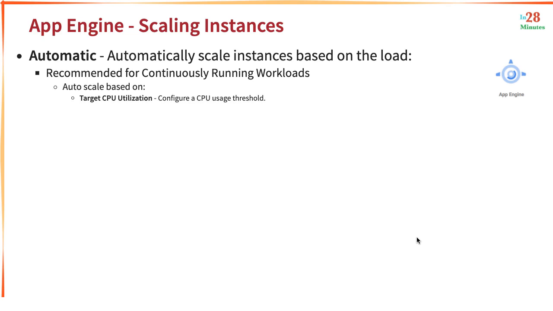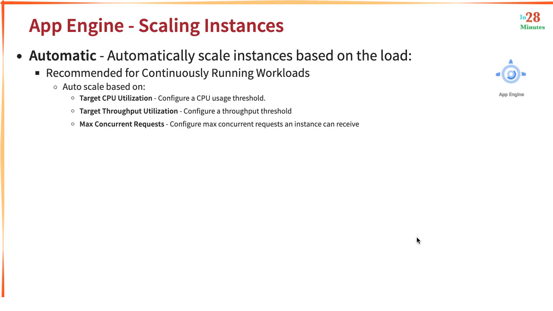So you can auto scale based on a variety of configurations. You can say this is the CPU utilization target. You can configure a threshold. You can also say this is a throughput that I would want. You can configure a throughput threshold. You can configure maximum number of concurrent requests. How many maximum concurrent requests do you want to serve from a specific instance? So you can auto scale based on any of these parameters. And you can also configure what is the maximum number of instances that you would want to run and what is the minimum instances that you would want to run. So that's automatic for continuously running workloads.